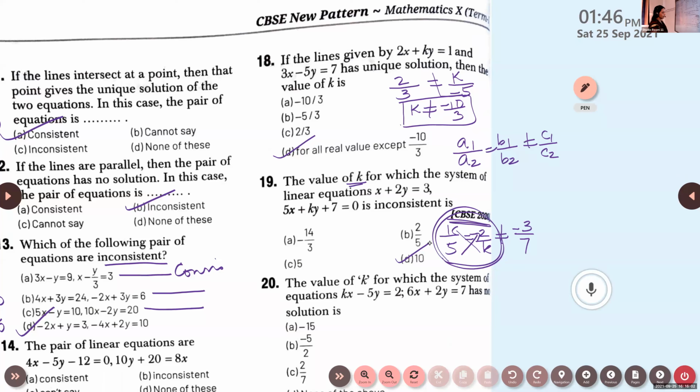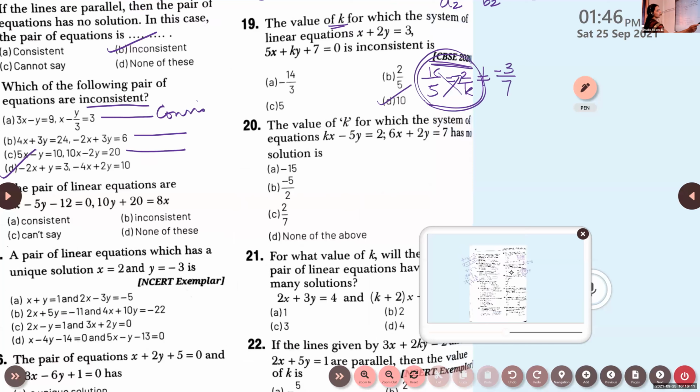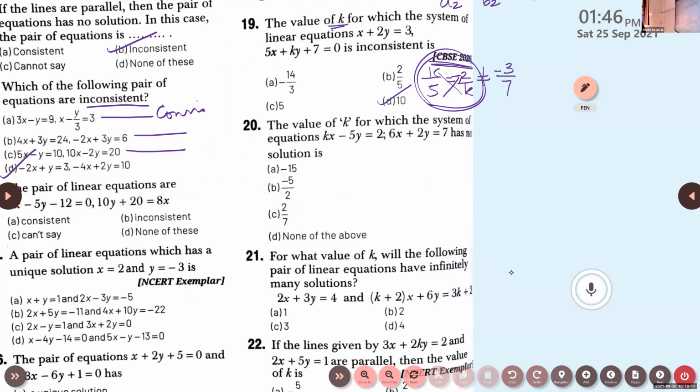Again, the next one, the value of K for which the given equation has no solution. So it has no solution means like the previous case, A1 by A2 is equal to B1 by B2 not equal to C1 by C2. So what is the value of K? Minus 15. It is minus 15.